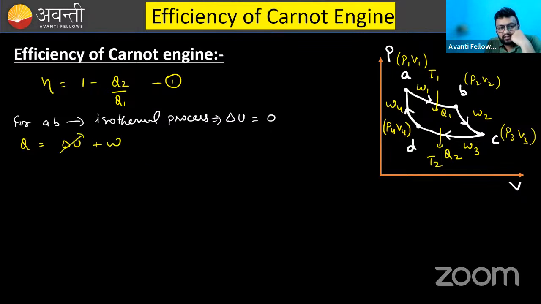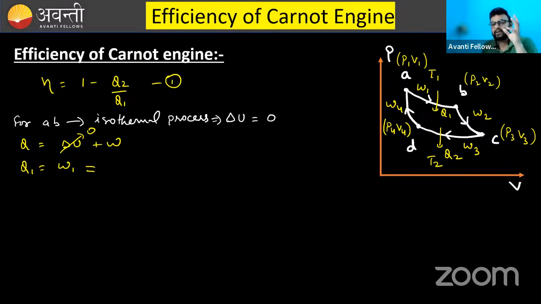Can you see that delta U is 0? So we can write that Q1 is equal to W1. Is it clear? Q1 is equal to W1. Again, if I ask, what is the work done in the isothermal expansion? You need to remember those formulas.